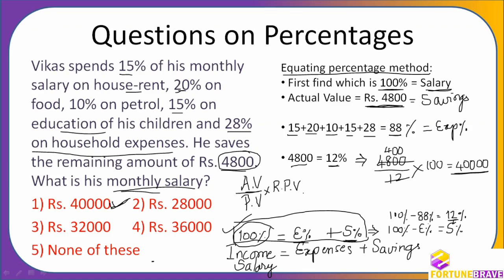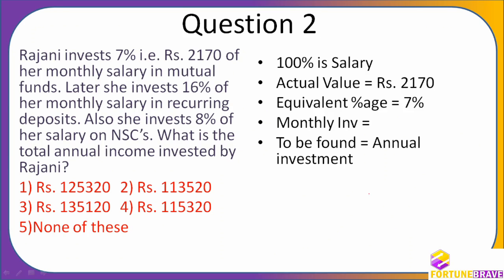And then we use this formula, which is actual value divided by percentage value into required percentage value, and we got the answer as 40,000, which is the right answer. So this is a very, very simple question. So we are going to solve the next question and we'll learn a little bit more about how we solve percentage questions. Is it more difficult than this? We do not know. Let us see this question first.